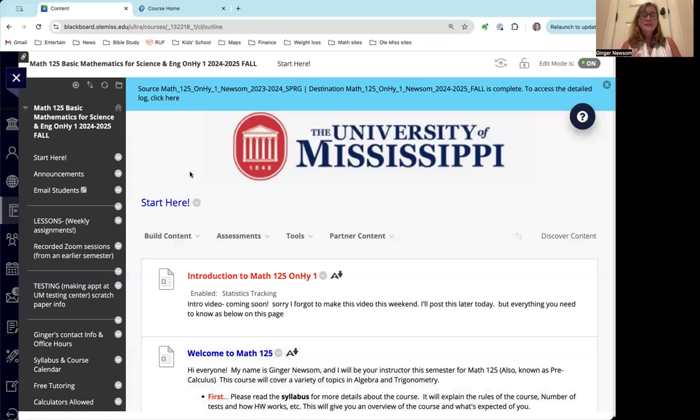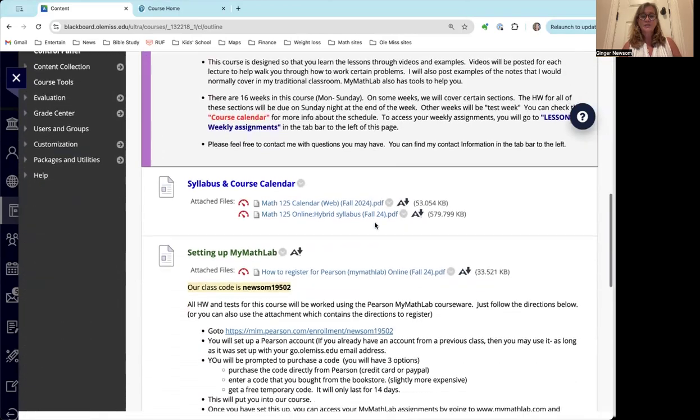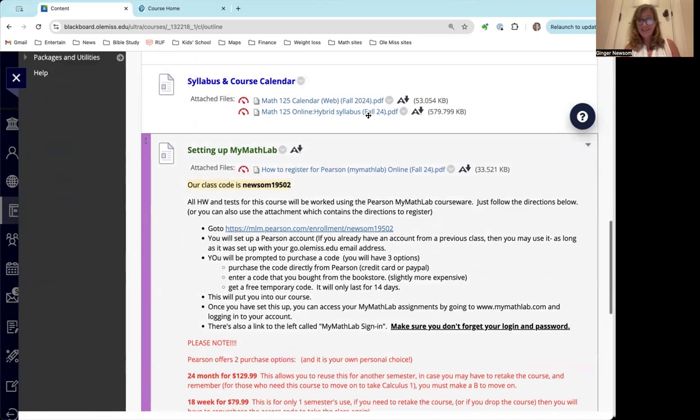So Pearson is where you're going to do all of your homework. You're going to take all of your tests through there. And Pearson is what you actually have to purchase, the access for that. There are directions as you scroll down on that initial page all the way, setting up My Math Lab. Remember, My Math Lab is the same as Pearson. They're called both things.